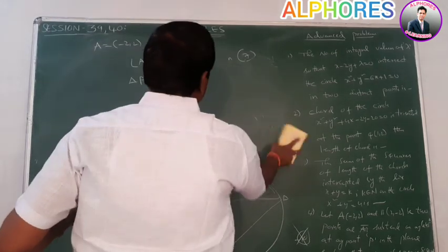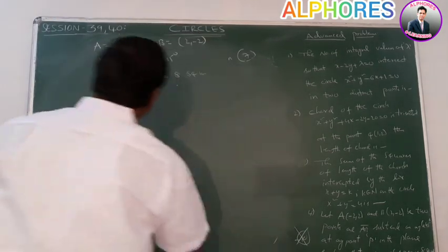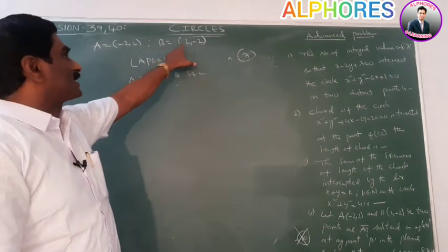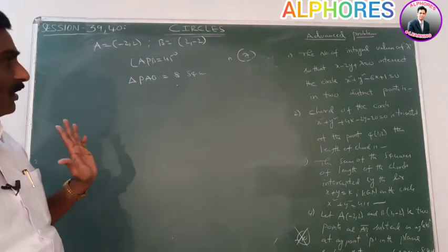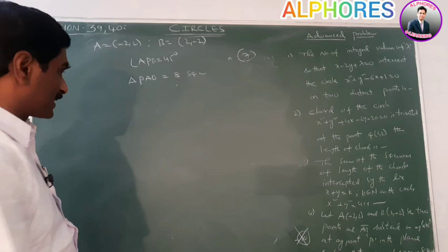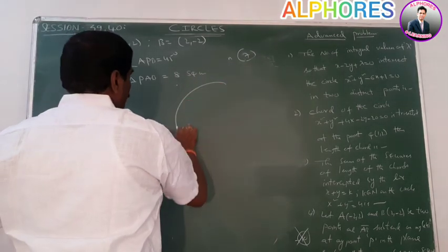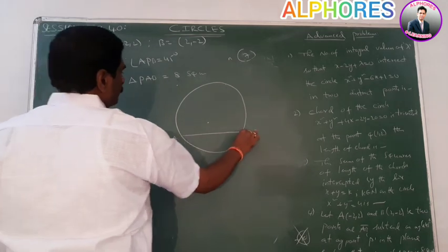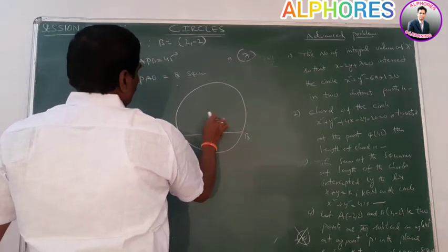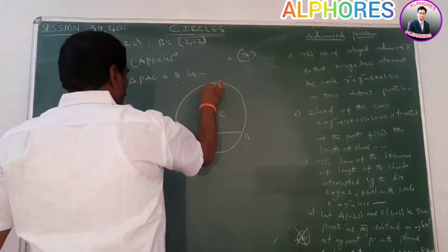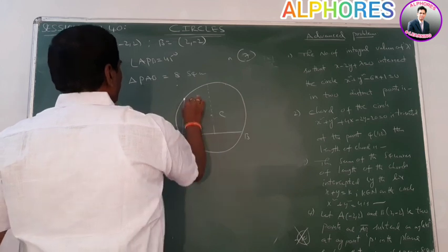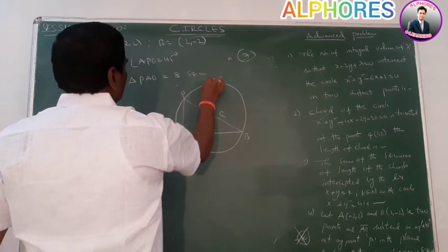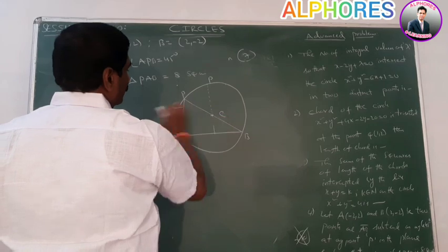A is equal to (-2, 2), B is equal to (2, -2). These are the endpoints of the chord. Angle APB is equal to 45 degrees. One of the possible circles passes through AB, let's see with the center. P is a variable point. Suppose P is here, we get the maximum area.